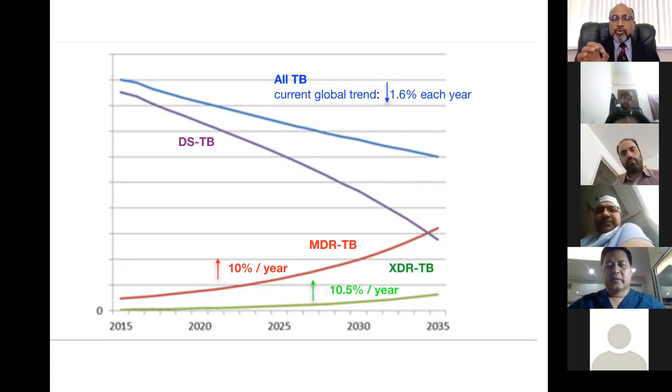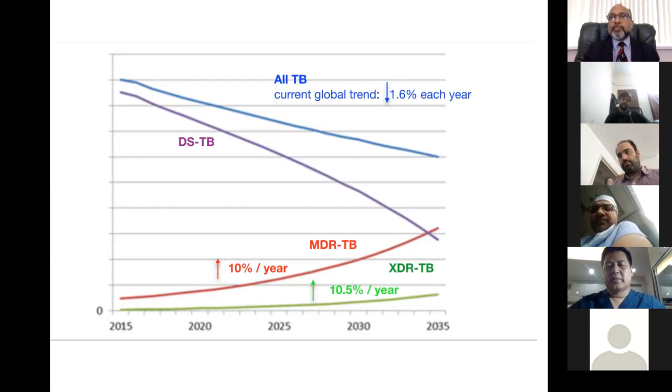And you must throw in 2030 and 2035. These two deadlines, milestones, are important. And the other important milestone is an 80% reduction and a 90% reduction. But the important thing that he has told you is about three graphs, one on top of the other. So the 10% increase in incidence of MDR-TB and the 10.5% increase in incidence of XDR-TB. This is very important. Okay.